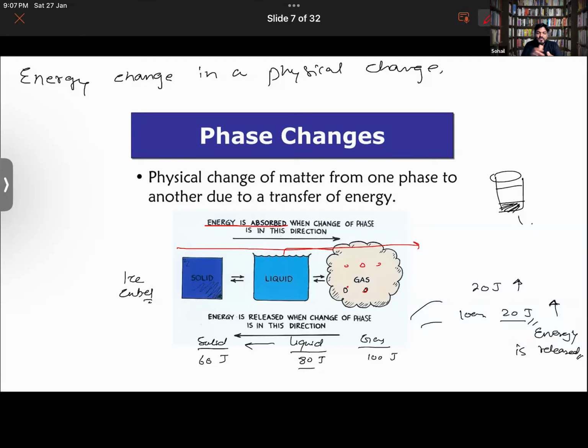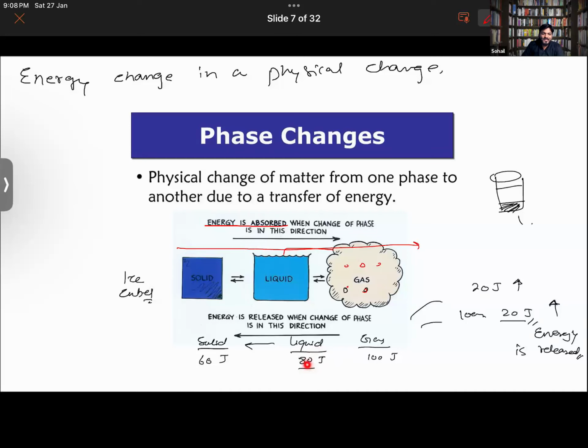Yes, sir. So when physical changes take place and the state of the given matter is changing, either energy will be absorbed or released. I gave an example also. For example, the gaseous molecules of the water, let's say they have an energy of 100 joule. When you convert that into liquid, it loses 20 joule. So thereby it has 80 joule of energy. Joule is the unit of energy, by the way.